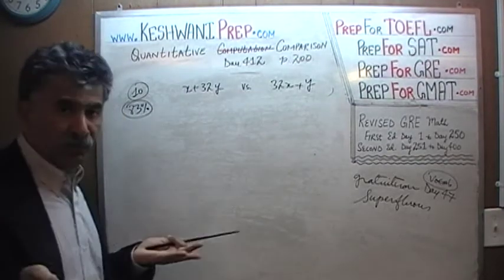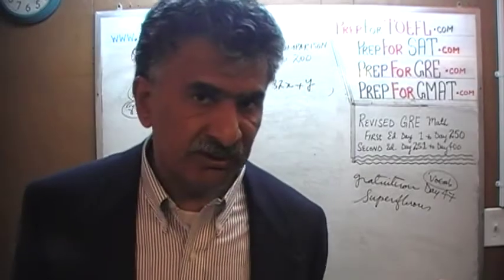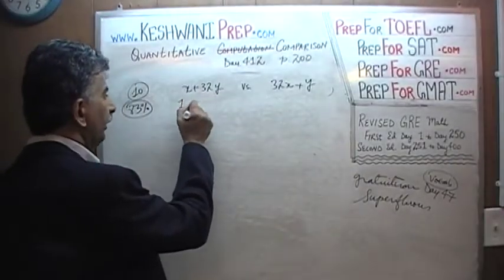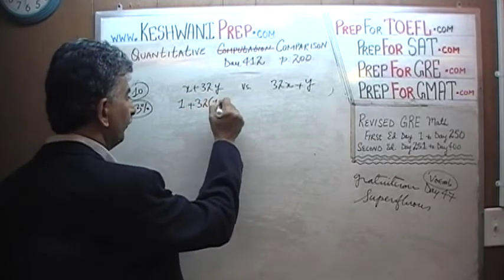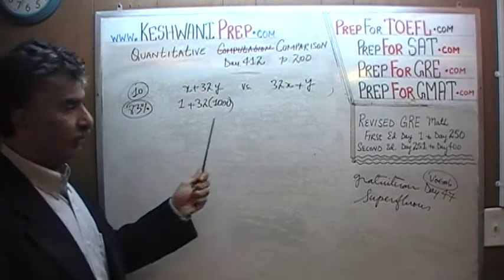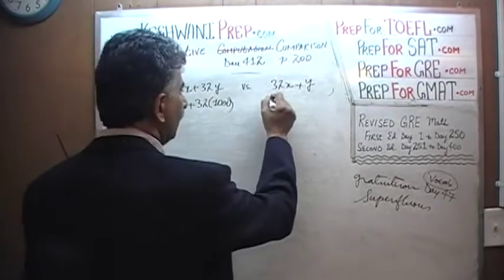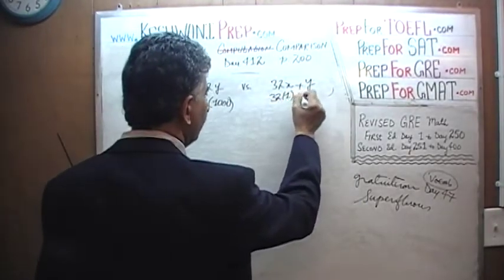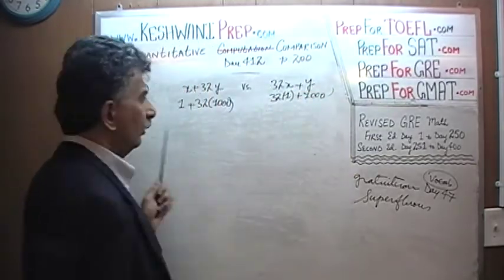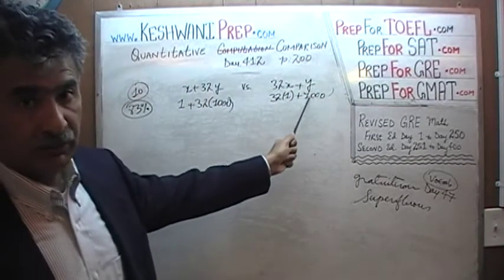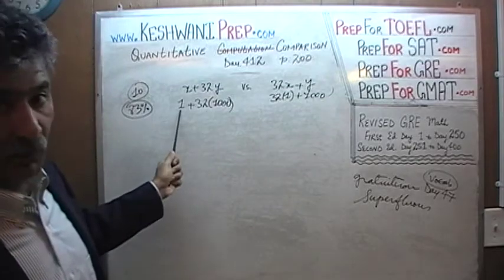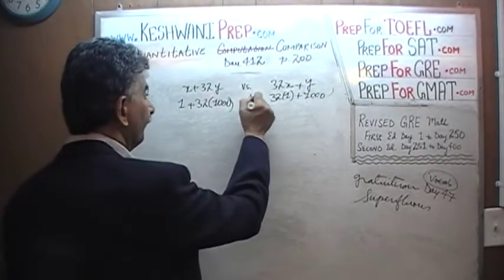There are no restrictions on x and y, so x and y can be anything. For example, maybe we're dealing with a situation where x is 1 and perhaps y is 1000. If x is 1 and y is 1000, then what we have here is 1 plus 32 times 1000 versus 32 times 1 plus 1000. So in this column we have 1032 and here we have 32001. Of course the answer is A.